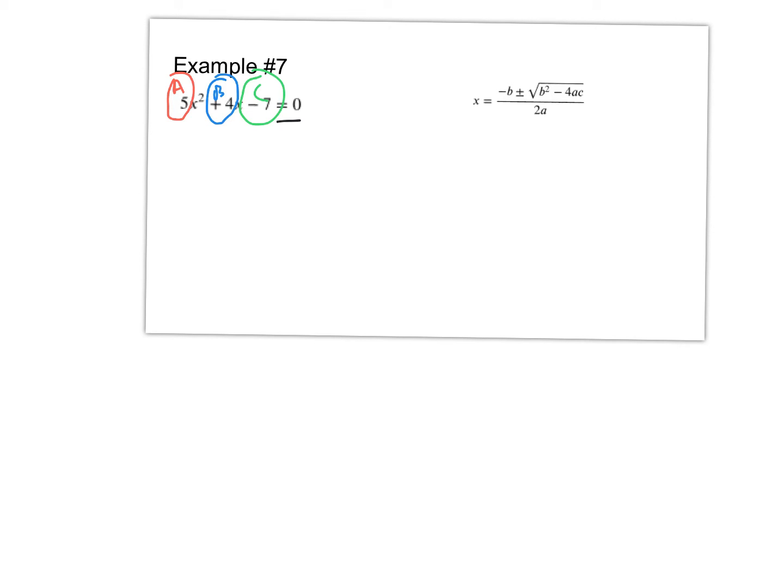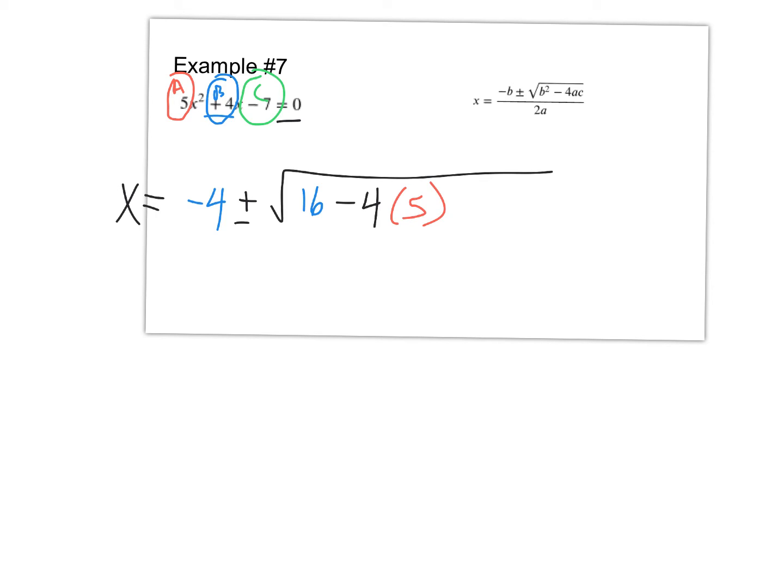Okay, so x equals negative B, so negative positive 4 is negative 4, plus or minus radical B squared. 4 squared is 16, minus 4 times my A value, which is 5, times my C value, which is negative 7, all divided by 2A, or 2 times 5.